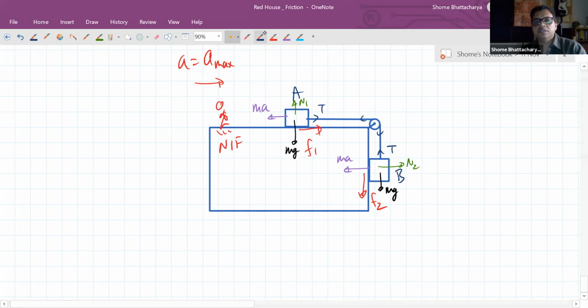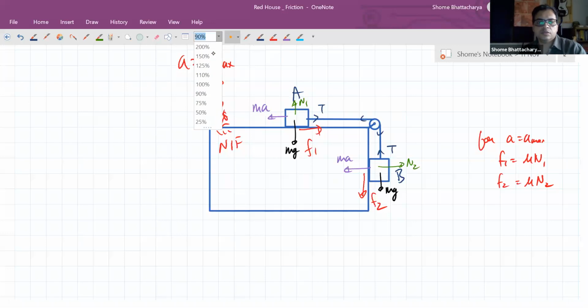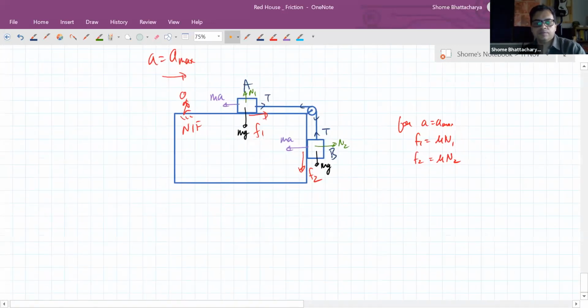So this is your FBD, and for A equal to A max, both these frictions are limiting friction, mu n1, with a common value of mu. This question becomes a little bit lengthier if we have different values of mu. I mean the expression looks more lengthy. That's all, but the same method of solving.